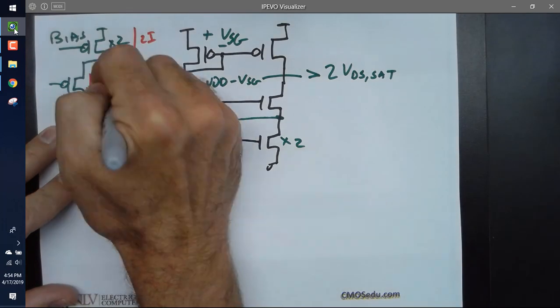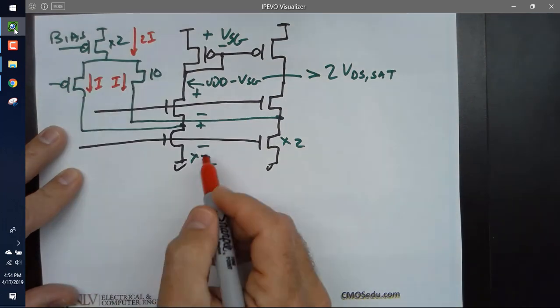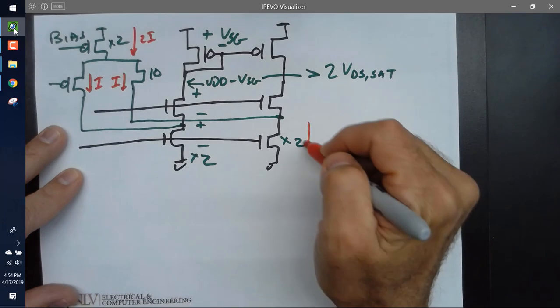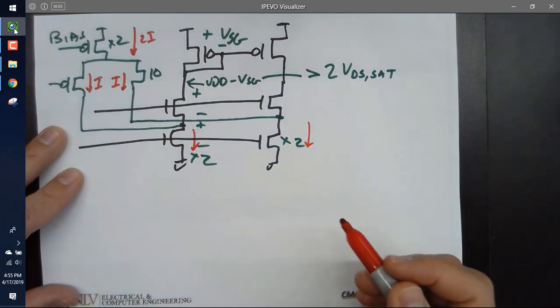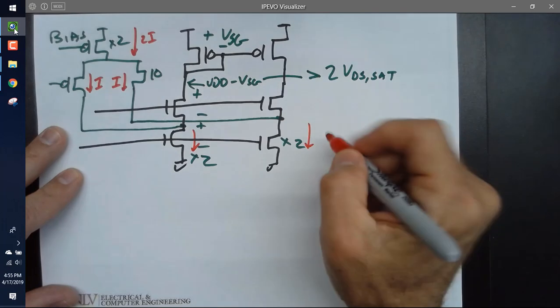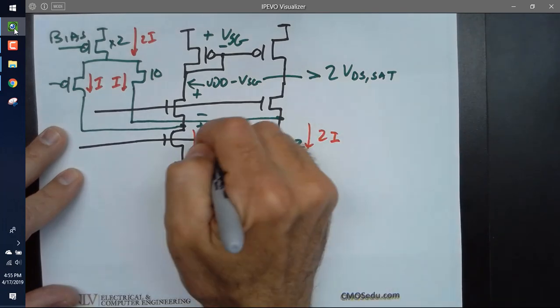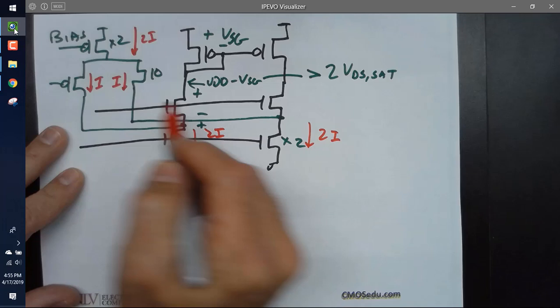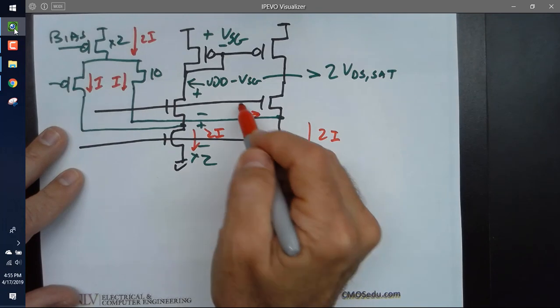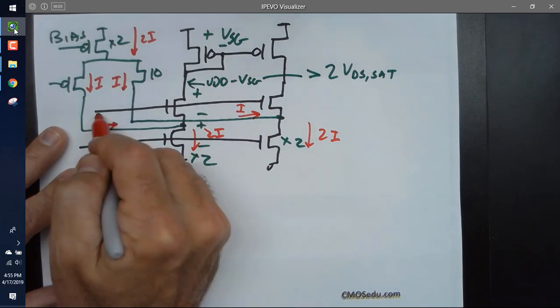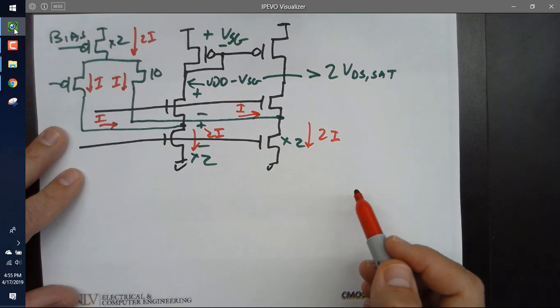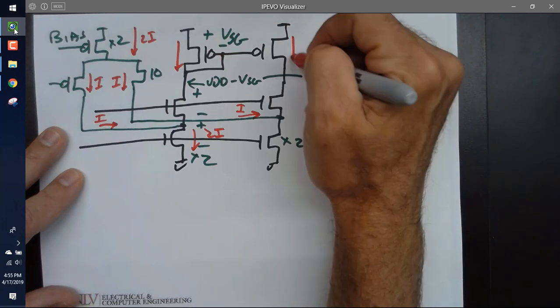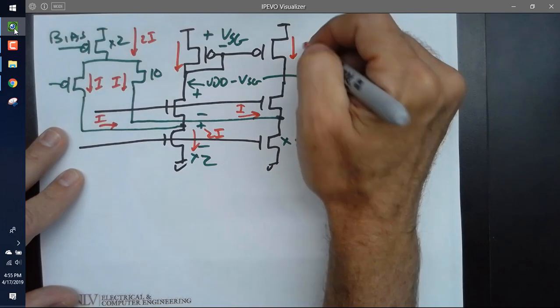I. And if I look and I've got the bias, what's the current that flows in there and there based upon times 2? So wait, I got a current here that flows, which is I, and a current here that flows, which is I. So what's the current flowing in each of these? I.